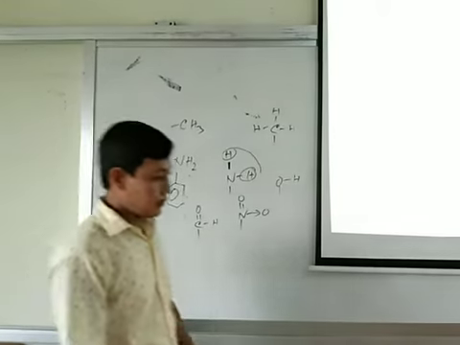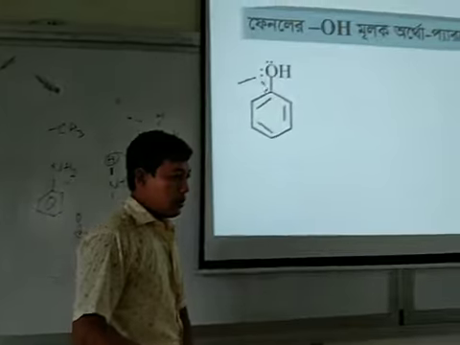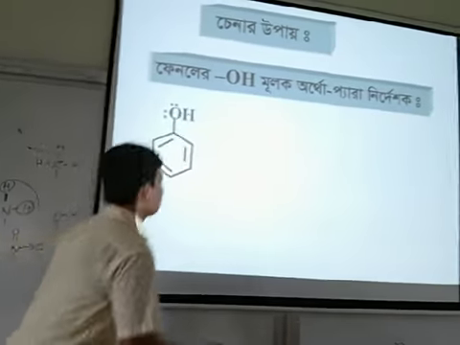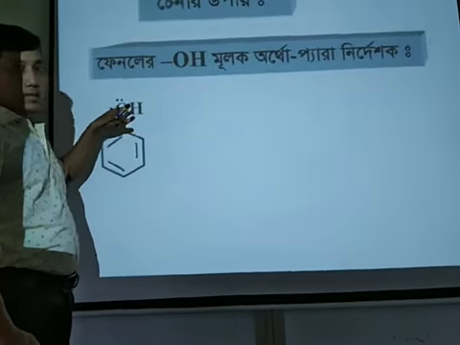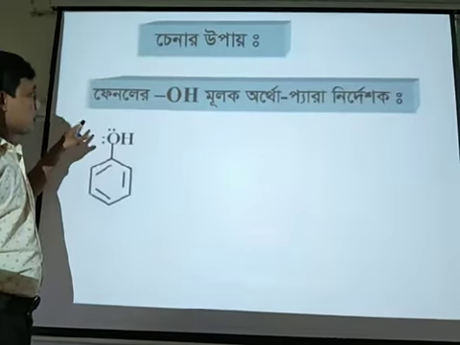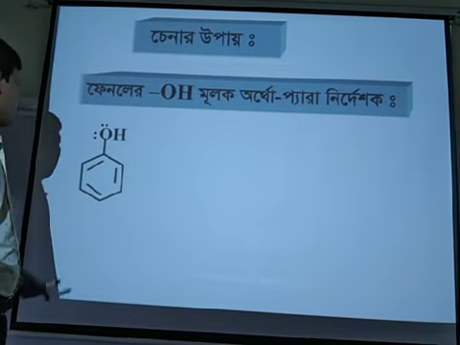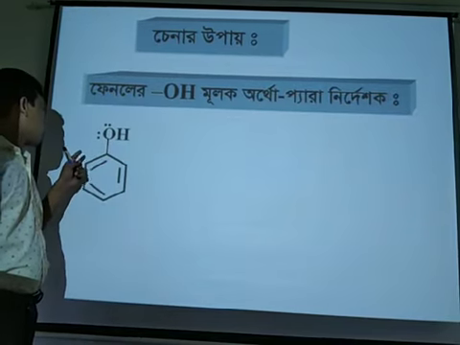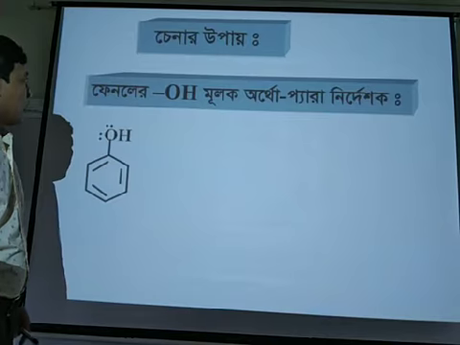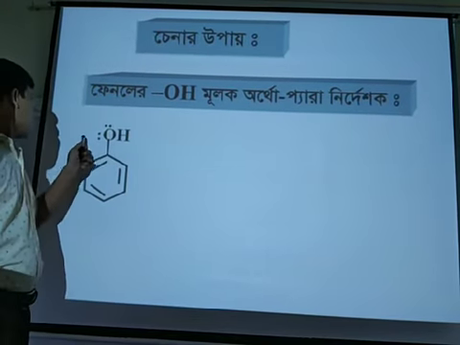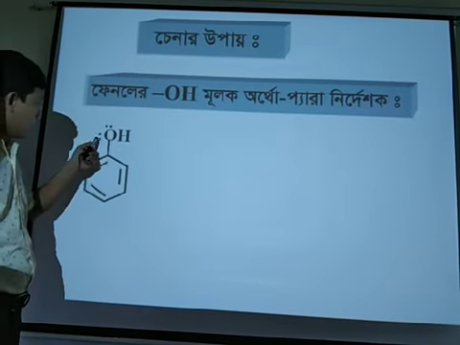Now let us see, like, the hydroxyl group of phenol. Here the OH molecule is present, which acts as an ortho-para indicator. Now we will see how it acts as an ortho-para indicator. Dear student, you will see that two lone pair electrons are present on the oxygen atom.